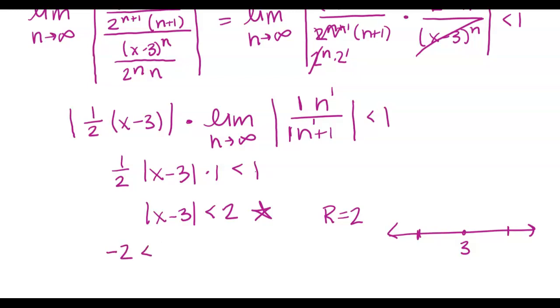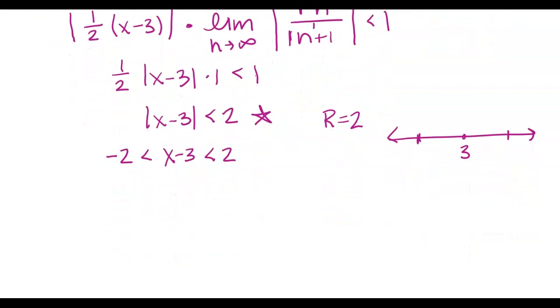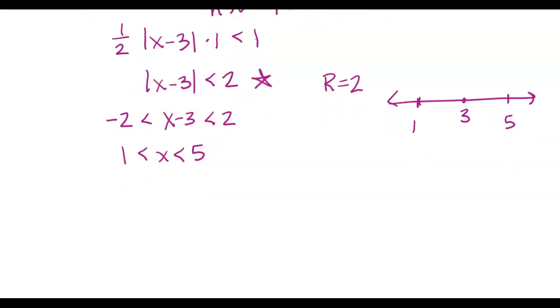Or we can also solve this algebraically using the compound inequality, -2 to 2. If I add 3, I get 1 to 5, which makes sense on my number line, like in the notes from the textbook. All right, the next piece is you do have to evaluate your endpoints to make sure if x is 1, do I actually have a convergent series when x equals 1? So let's go ahead and plug in x equals 1 and see what happens.